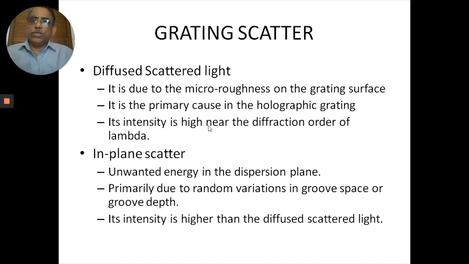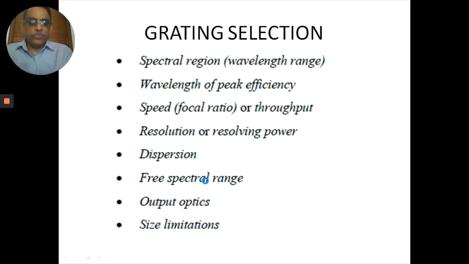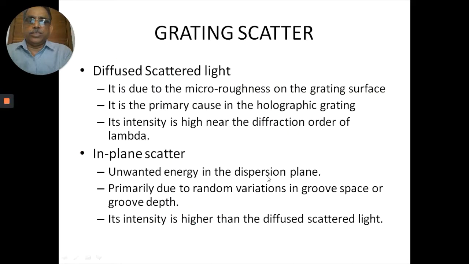You also have the in-plane scattering. This is basically unwanted energy in the dispersion plane. It is primarily due to random variations in the groove spacing or groove depth. It is basically a problem associated with the grating itself. Its scattering intensity is higher than the diffuse scattered light. This is very important. So the in-plane scatter will be more than the diffuse scatter. These are the two basic scatterings. One has to be careful when you are using a grating.